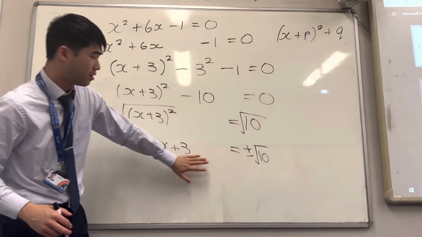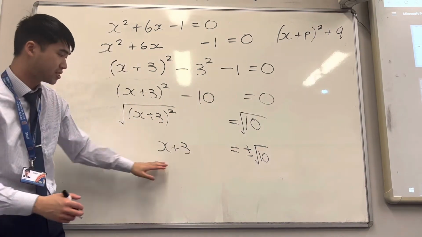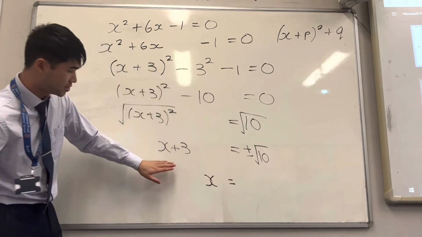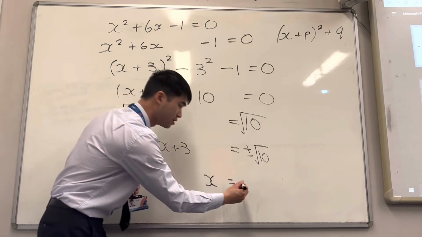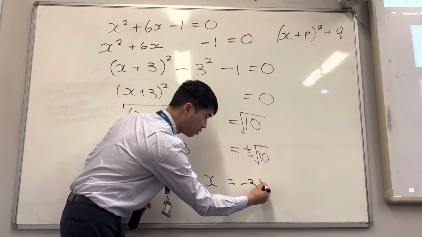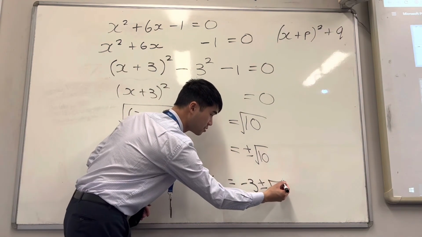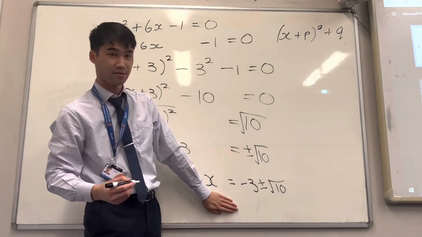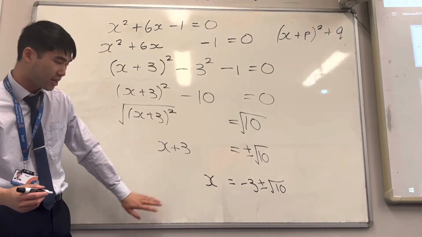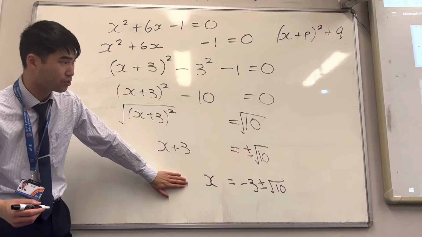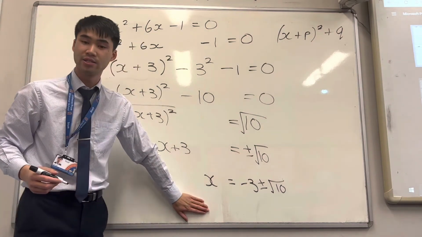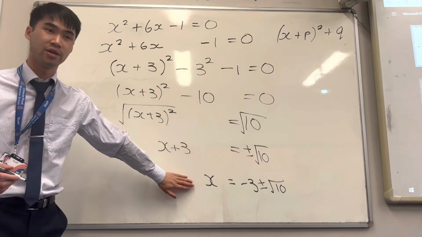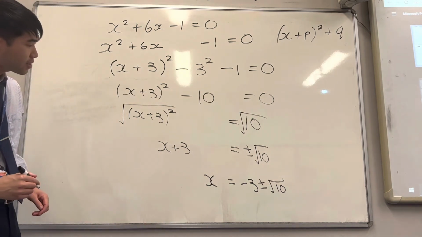Now, we're almost there. To solve for x, just take away 3 from both sides. So x should be equal to, taking away 3 from both sides, minus 3 plus or minus the square root of 10. And that's our answer. Okay. So you should get x is equal to minus 3 plus or minus root 10. And that's the same as question B on your sheet. So if you've done that, then you can double check here. That's example 1.